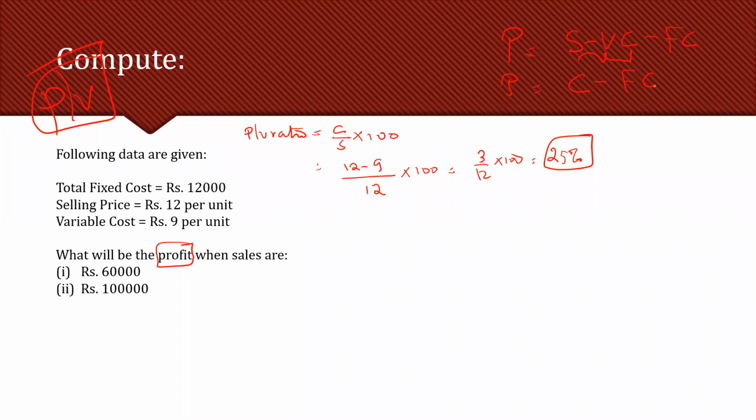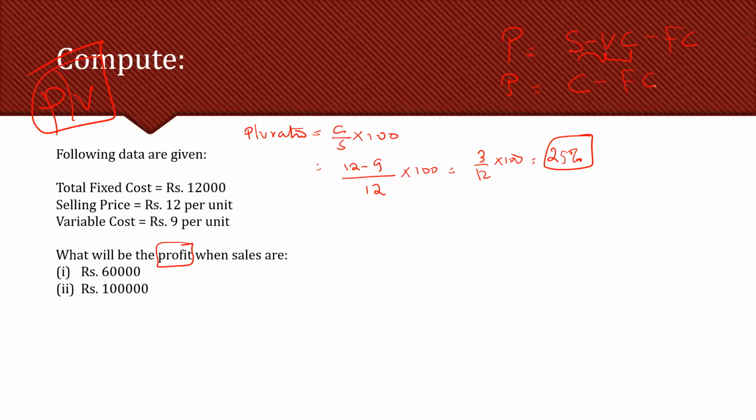ഈ ഒരു ക്വസ്റ്റ്യനിൽ ഫിക്സഡ് കോസ്റ്റ് ഉണ്ട്, പ്രോഫിറ്റ് കാണണം, കോൺട്രിബ്യൂഷനും തന്നിട്ടില്ല. But what have we found out as of now? PV ratio. PV ratio we have found out. So using PV ratio, what can we find? What can be found out? Break even. Breakeven ഒന്നുമല്ല, breakeven ആവശ്യം വരുന്നില്ല ഇവിടെ. We are actually finding out the profit.